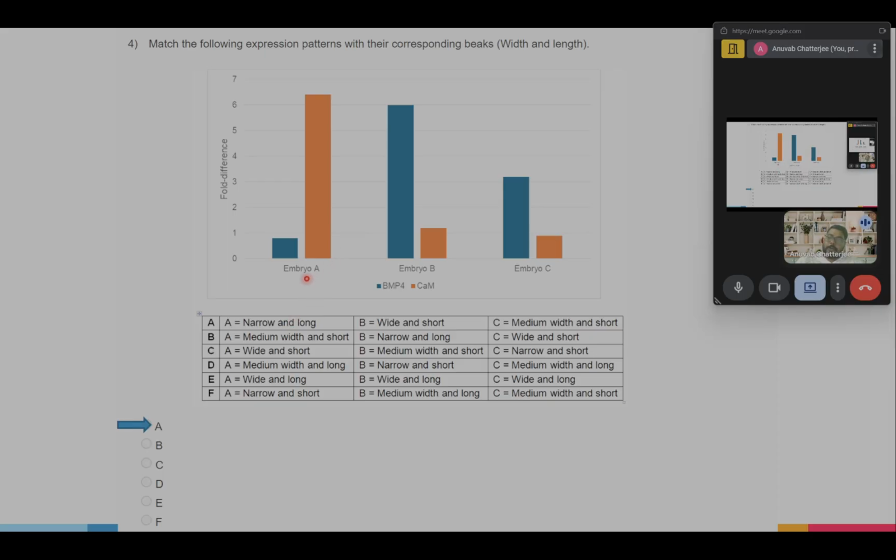So we are looking for narrow and long, and we only have one option which is correct, which is A, narrow and long. And the second one, BMP is high, which is a wider beak, whereas calmodulin is low, so wide and short. And finally in embryo C, it is medium BMP, which gives rise to medium width, and calmodulin is low, so it will be short. So medium width and short. All of them taken together, option A is the correct one.